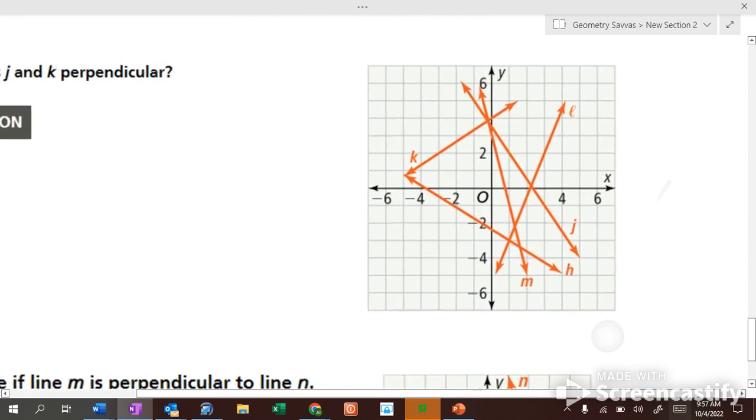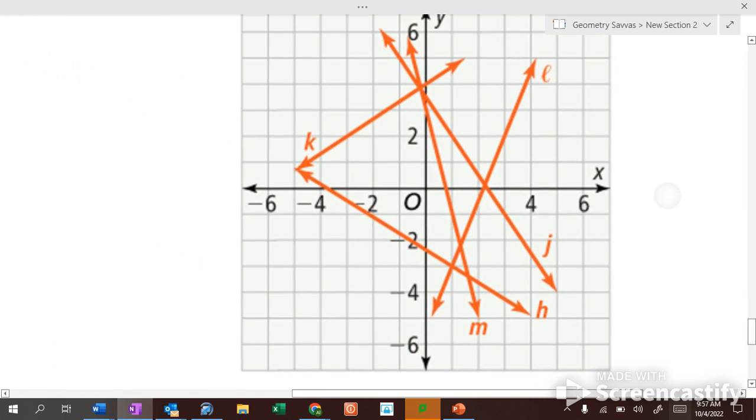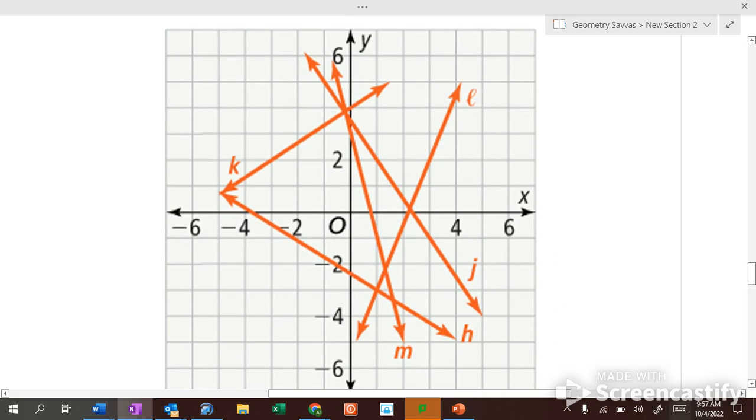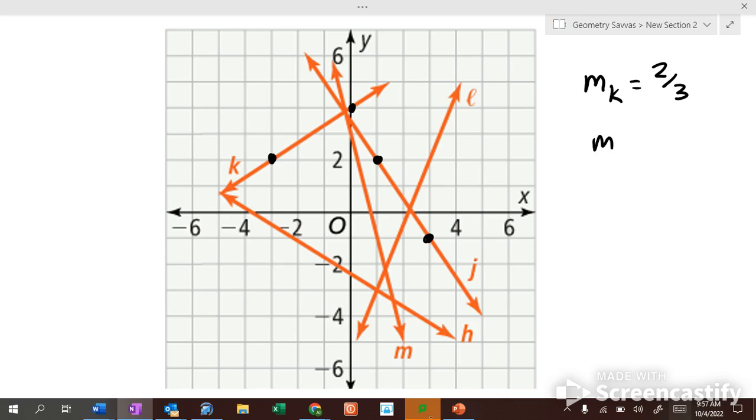Now we're going to look at this. J and K. K is right here. It goes through here, and it goes through here. What's the slope of K? 2/3. It goes up 2, to the right 3. J goes through here, and J goes through here. What's the slope of J?